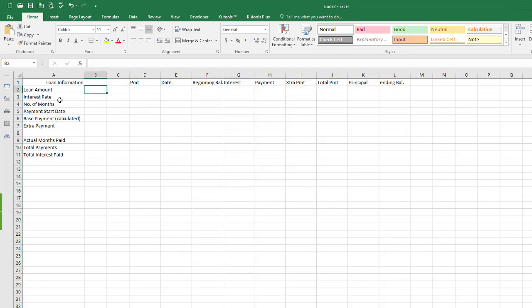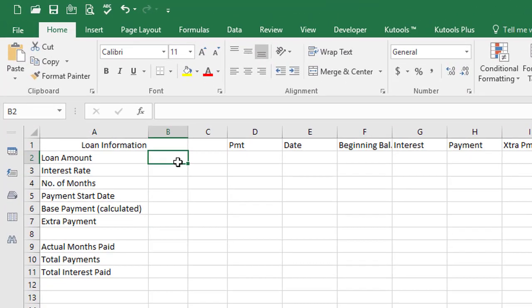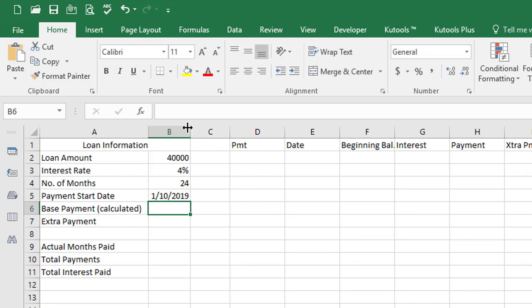Let me focus over here on the loan information, and let's start to calculate the basic payment. I'll just plug in some numbers to start. I'll do a $40,000 loan, an interest rate of 4%. Number of months, I'm going to do 24 months. The payment start date doesn't affect the payment calculation, but I'll put something in. It's December when I'm doing this, so let's assume we'll put in January 10th, 2019. Okay, so we've got that information in there.